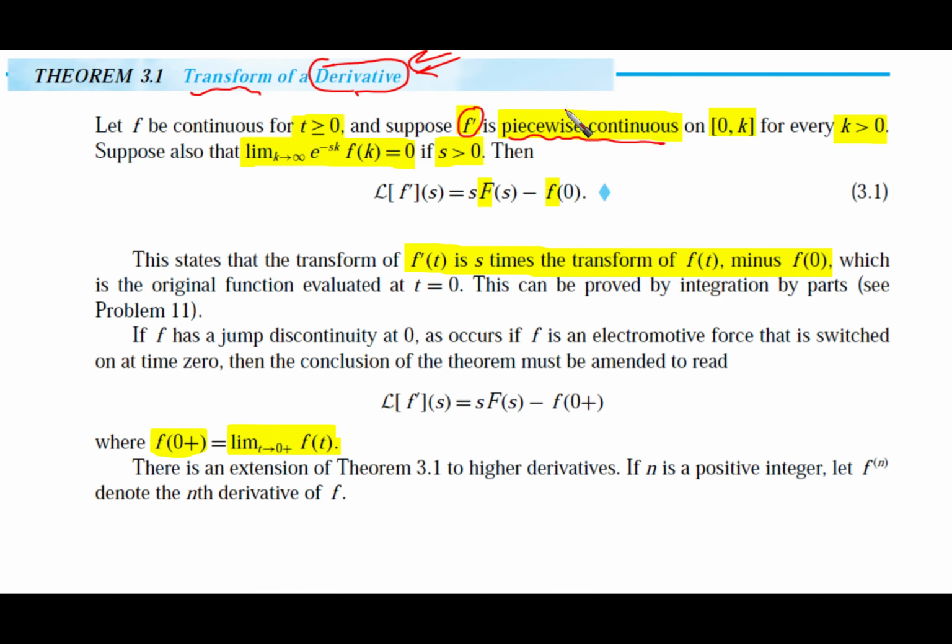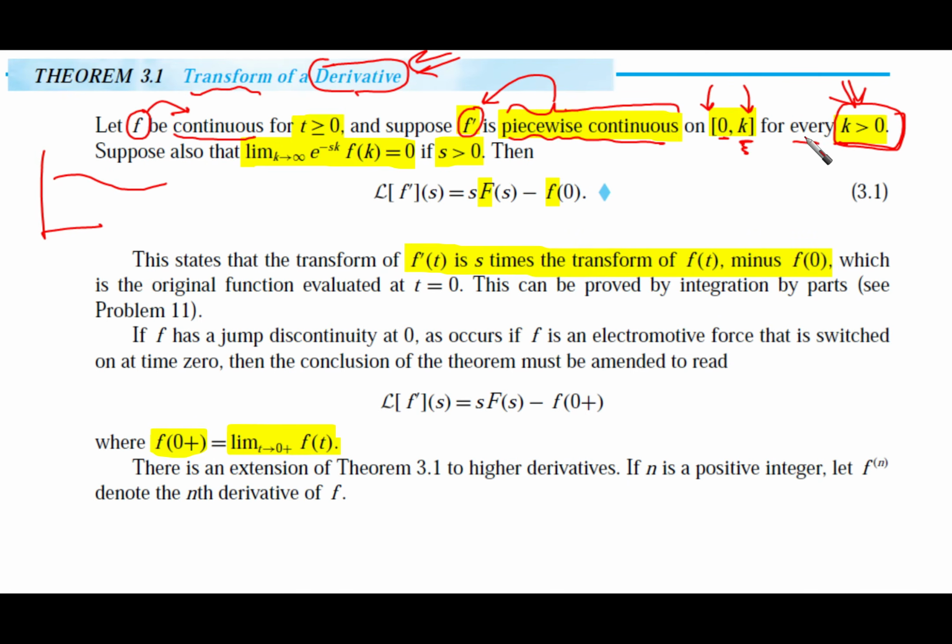Take care, you understand now fully what is the meaning of piecewise continuous. Our f prime is piecewise continuous and our function is what? Yes, take care, continuous only. It's not piecewise continuous, only continuous. A function that is continuous, but not piecewise. For f prime, it is piecewise continuous on an interval 0 to k, with the inclusion of 0 and inclusion of k, because of the vertical braces, for every k larger than 0.